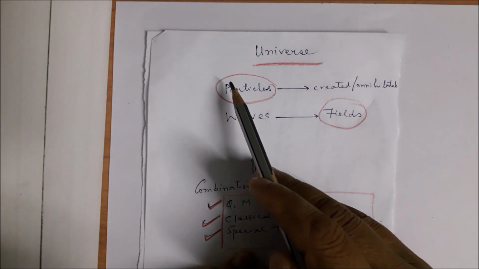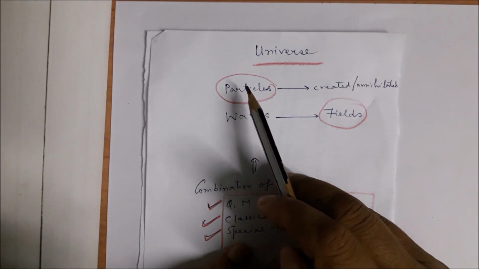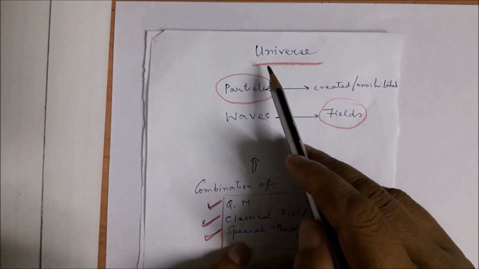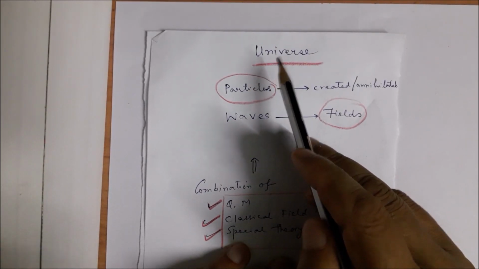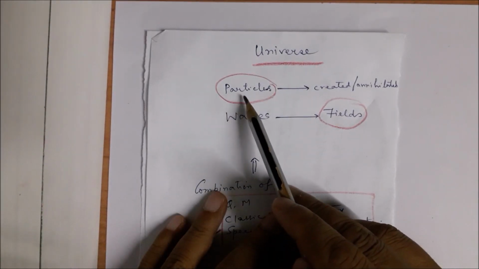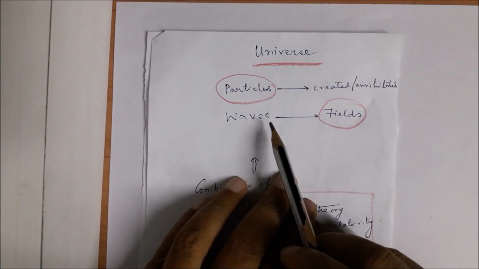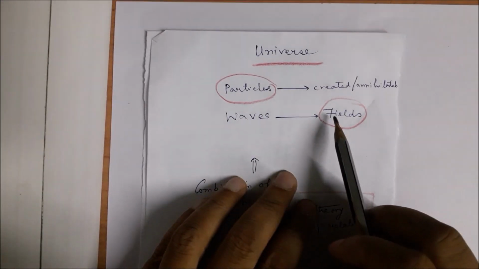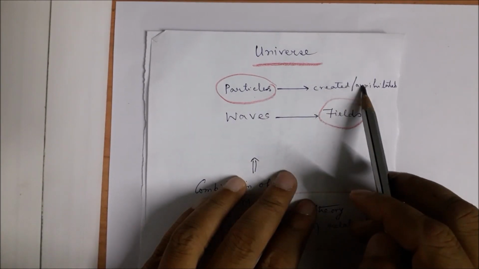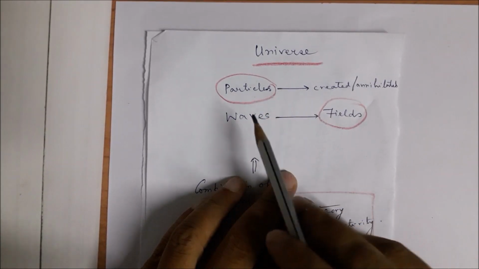This lecture, as mentioned at the very outset, discusses the building blocks of the universe. What are the possible or prospective candidates? One is the particles and the other is the waves. Now, wave is associated with field, and particles can be created or annihilated. All these have been discussed a while ago.